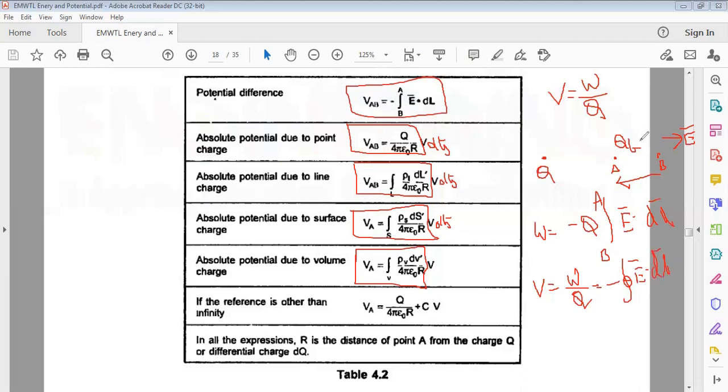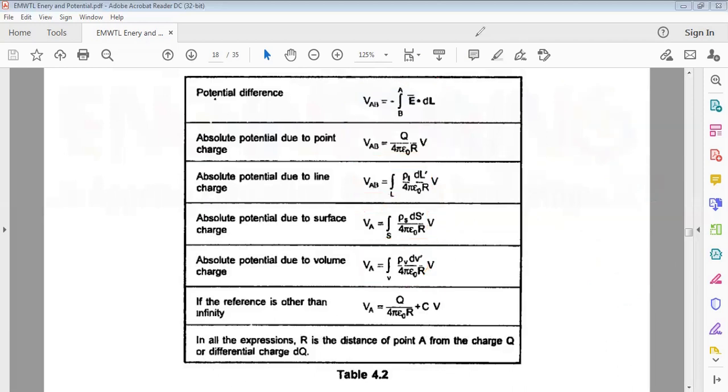This is the applied force from point B to the point A. So the distance R is the distance of point A from the charge Q or differential charge dQ. Got it, my students?